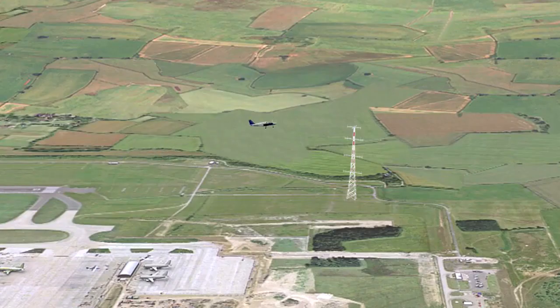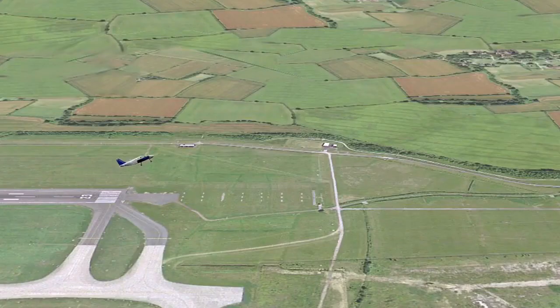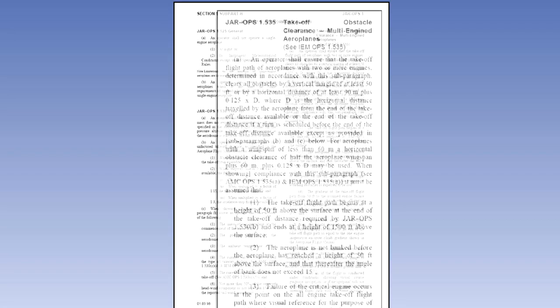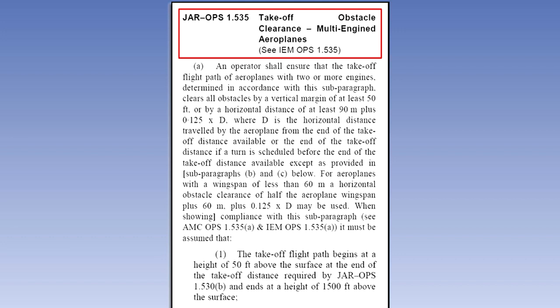There are two main regulatory requirements which must be satisfied for multi-engine Class B aeroplanes. Firstly, the aeroplane must demonstrate that it can clear all obstacles within the take-off climb path, and secondly, that it can achieve and maintain the minimum regulatory climb gradients. We shall discuss the obstacle clearance regulation first, and for this we will use the original wording in JAR OPS 1, as opposed to the abbreviated version of the regulations in CAP 698.